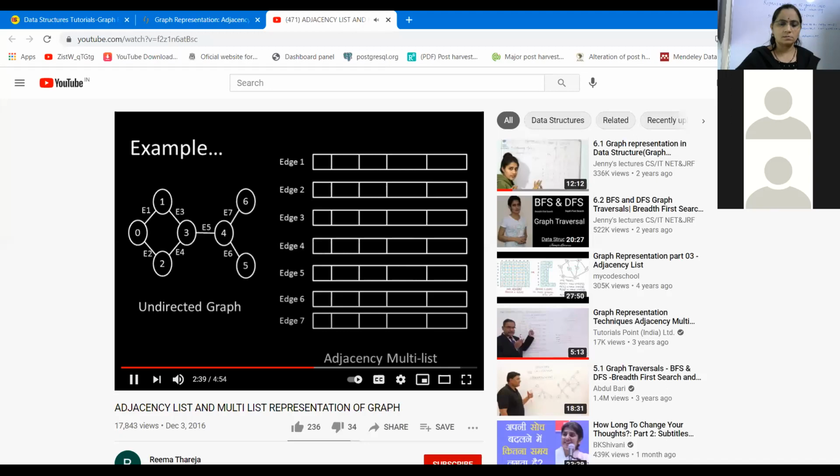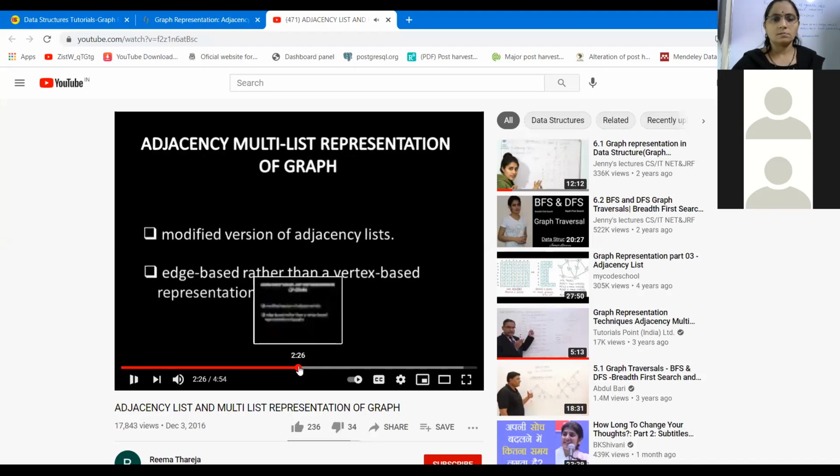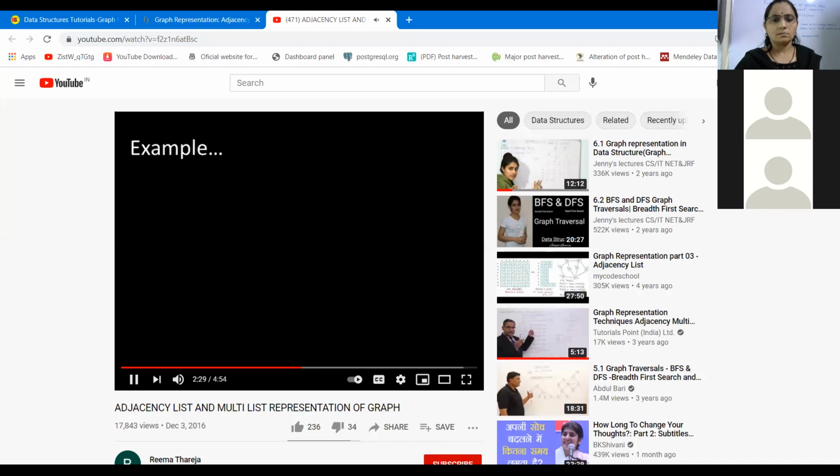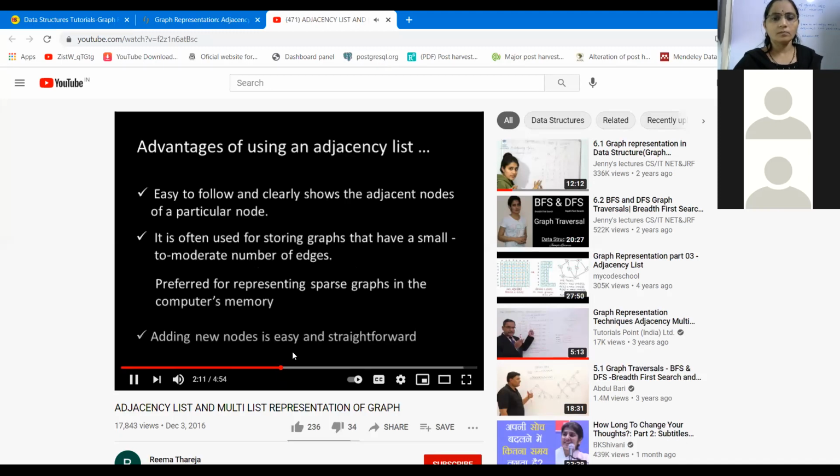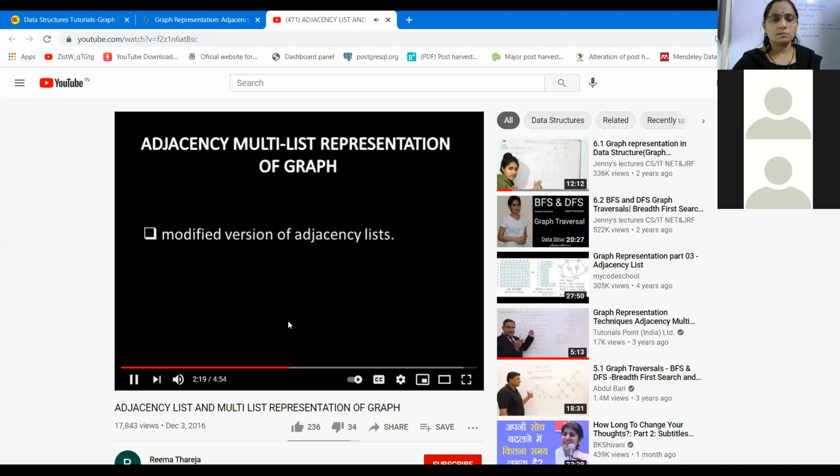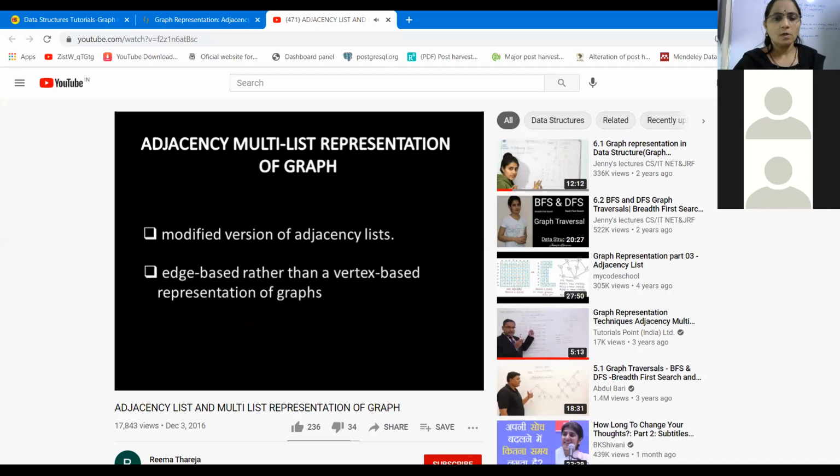The information about an edge of an undirected graph. Firstly, we will understand it with the help of an example. Now, we come to a version of adjacency list. Adjacency multilist is edge-based rather than vertex-based. See, this adjacency list representation is vertex based, but here the adjacency multilist representation is edge based. Means in this adjacency multilist we consider the edges instead of the vertices, and this is the modified version of adjacency list.